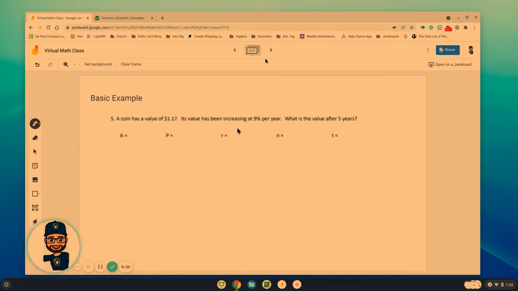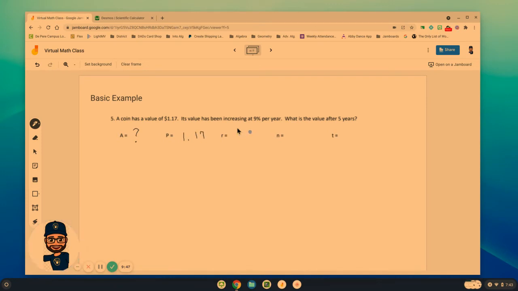A certain coin has a value of $1.17. The value of that coin has been increasing at 9% per year, every single year. What is the value after 5 years? All right, so the A, that's our final value. That's what we are looking for, so we're going to have to figure that out. The P, or the principal, is the starting value of this coin.